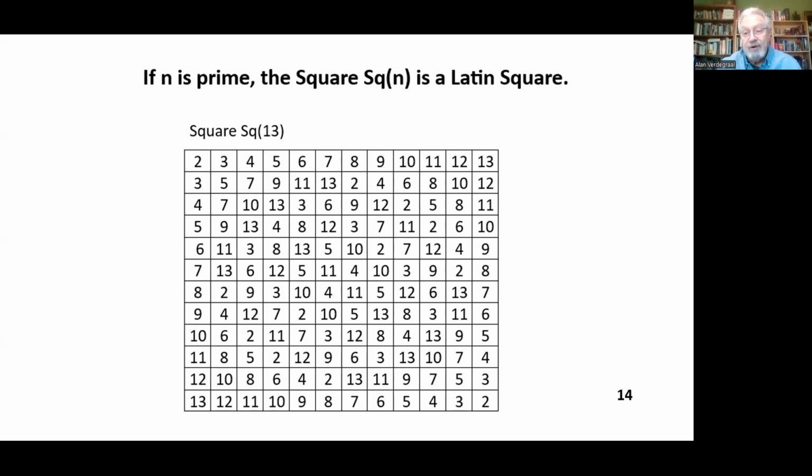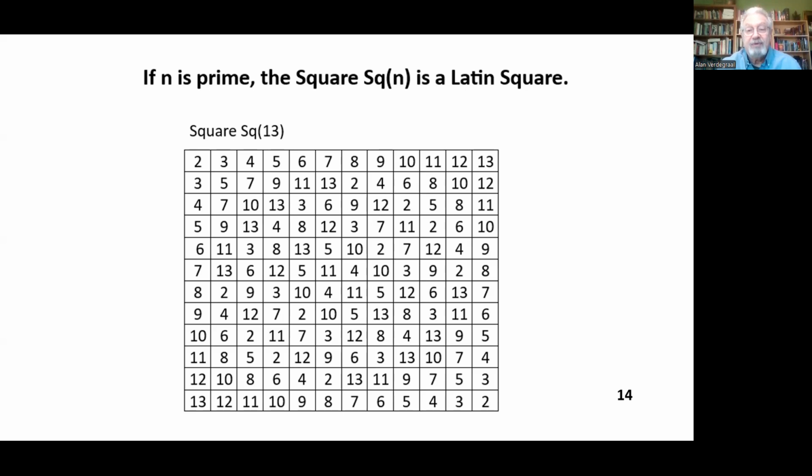This example for square of 13 is a Latin square. Notice that there are no ones in any of the cells. The ones are still missing. We can augment our concept of a prime number a little further. When using the construction rule, if no ones are present in square SQ of n, then n is a prime number. If ones are present, then n is a composite number.